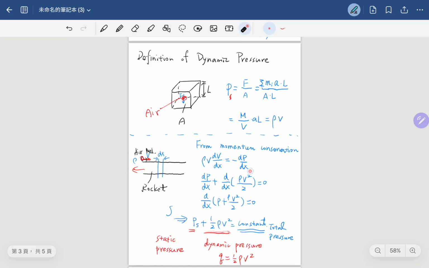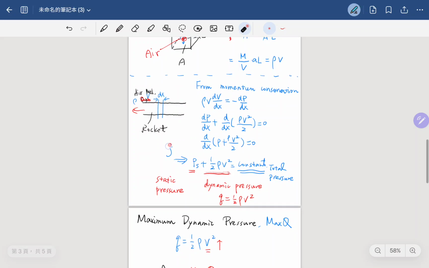So we can write this formula down, do some simplification, and do the integration. We have the constant static pressure here, plus rho times v squared over 2, and this is the dynamic pressure, which equals a constant. This constant is the total pressure of the rocket. So we have this definition of dynamic pressure equals rho times v squared over 2, and this v means the velocity of the rocket.